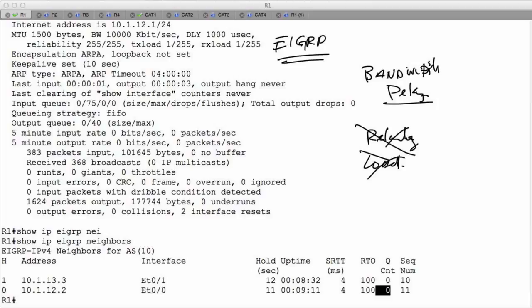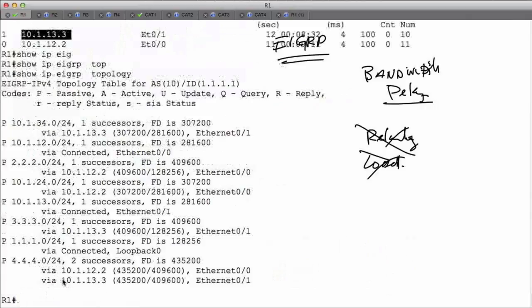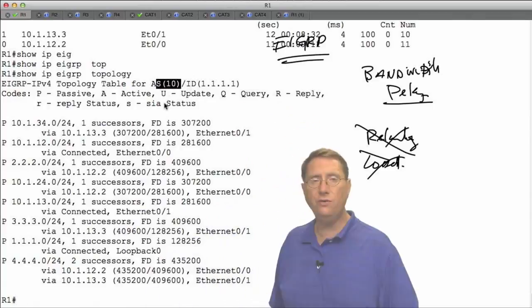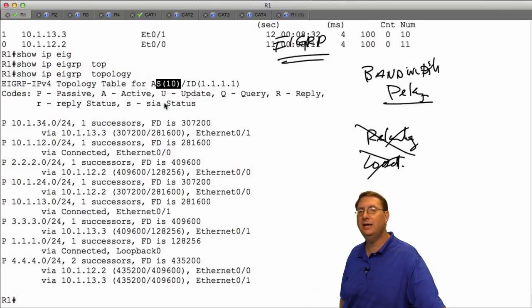Now, when we look at this, keep in mind these values that we're employing here are going to be used for our neighbor adjacencies. What I want to do now is take a look at the show ip eigrp topology table one more time. What I want to illustrate here is that we also have this value of autonomous system. So in order for me to perform a peering across a link, both of my devices have to be participating in the same autonomous system with EIGRP.